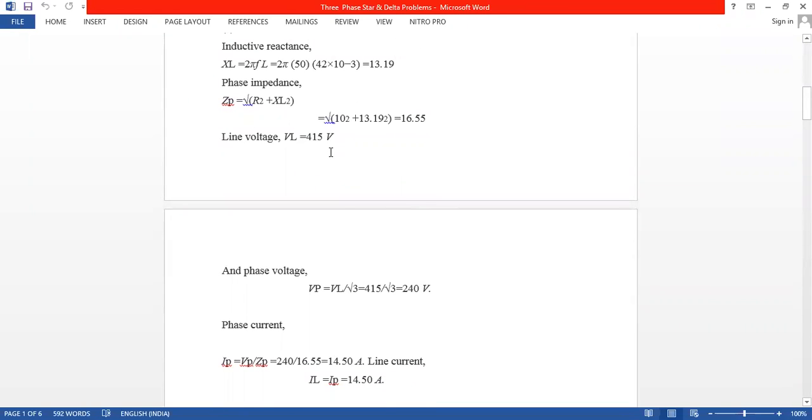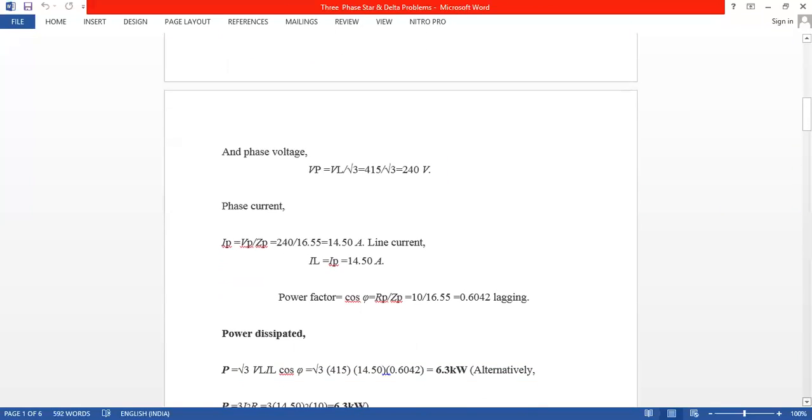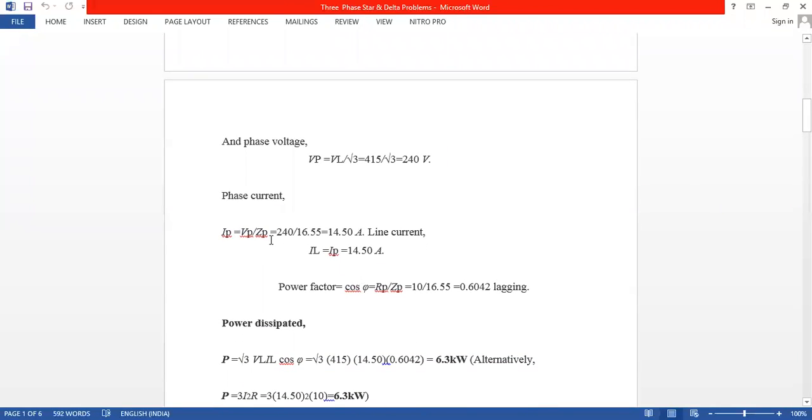Line voltage is 415. Phase voltage we have to calculate. What is the phase voltage formula for star? Delta is different. For star, phase voltage equals line voltage by root 3, or line voltage equals root 3 times phase voltage. You are going to get the phase voltage, the voltage present between any line and neutral. Similarly, what is the formula for phase current? Phase voltage by impedance. You are going to get phase current. For star, line current equals phase current.